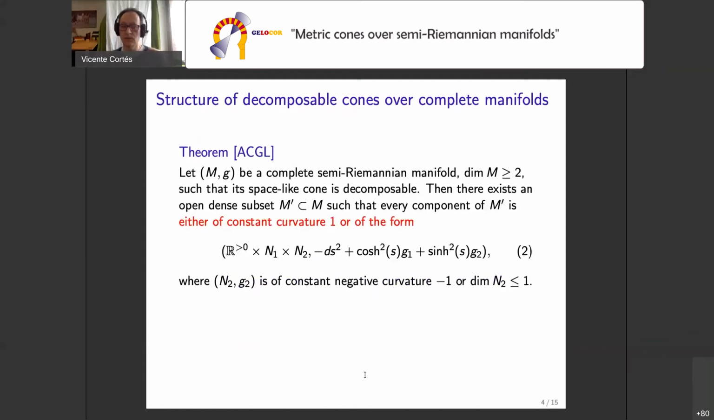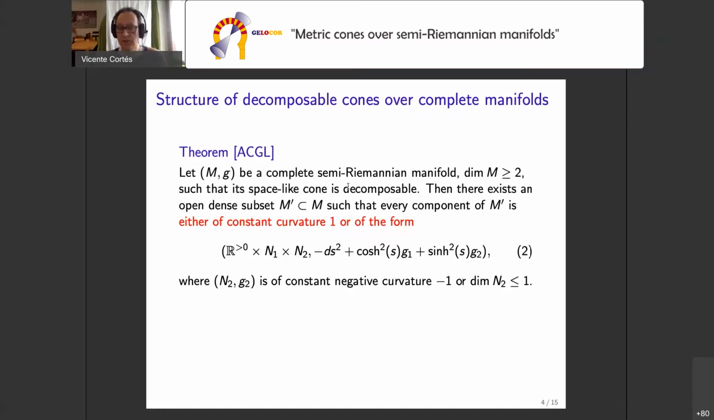And we also described the structure of decomposable cones. So we saw in the previous theorem that the cone will be indecomposable if the base manifold is compact. But if it's not compact, then there can be decomposable cones over complete manifolds, and we have a structural result for this case, which is here. So we assume that M is a complete semi-Riemannian manifold of dimension at least 2, and we consider a space-like cone and assume the cone is decomposable. Then the question is, what can you say about the base manifold?